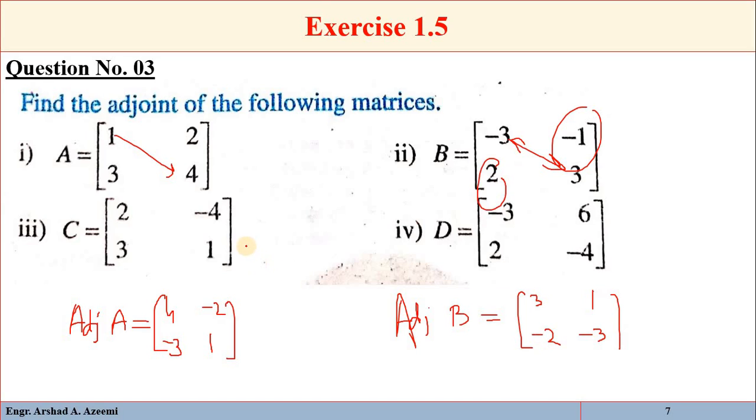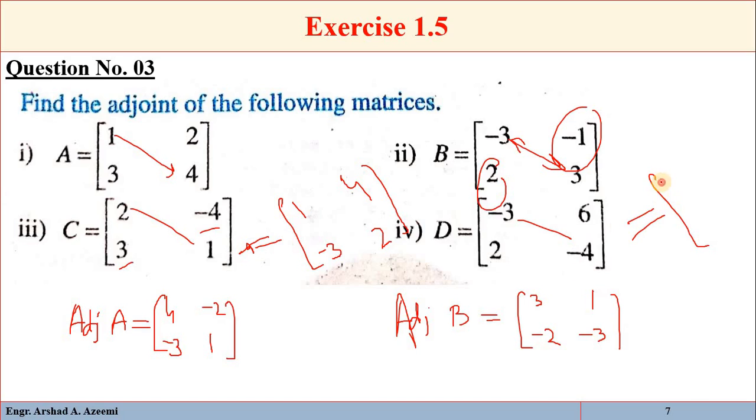Okay, similarly the adjoint of C will be equal to, just interchange these two elements, it will become 1 and 2, and change the sign of these elements, so it will become 4 and minus 3. So this is the adjoint of C. Similarly the adjoint of D, interchange these two elements, so it will be minus 4 and minus 3, and change the sign of these elements, so it will be minus 6 and minus 2. So this is the adjoint of matrix D.